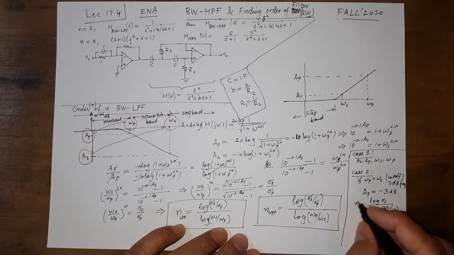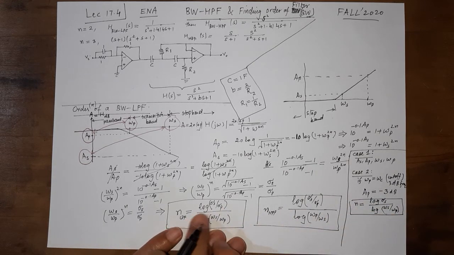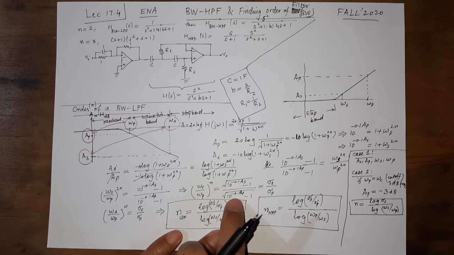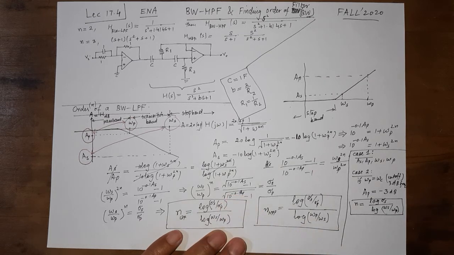So see what simplification has been done. In this expression, sigma s over sigma p is replaced by sigma s only. So that means sigma p will become 1. What is sigma p? Sigma p is this term. So Ap will be -3. So -3 into -0.1 is 0.3. So 10 raised to the power 0.3 is 2, and 2 minus 1 is 1. So the square root of 1 is 1. So that's why sigma p becomes 1.